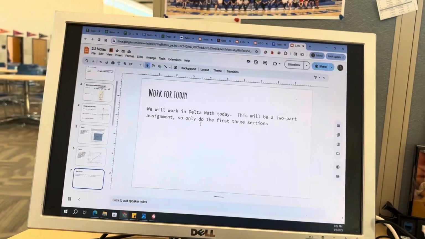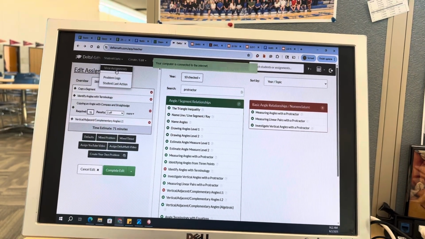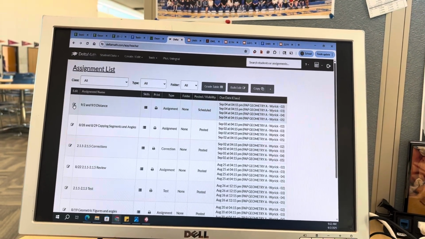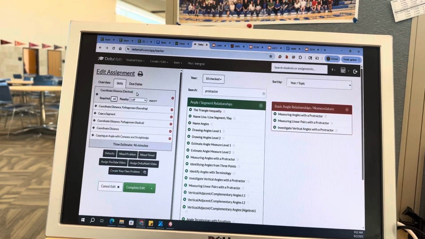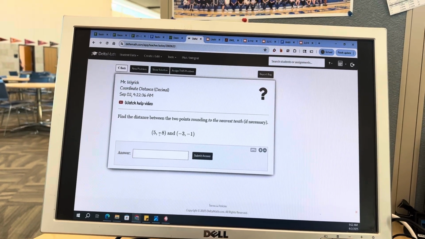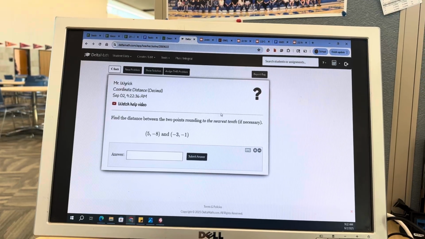Today, your assignment is going to be in Delta Math. Let me see, student data, view assignments. Let's take a look at the one for today. Now, this is a 2-part set of notes. So this is a 2-part Delta Math. We're doing coordinate distance as a decimal. So again, find the distance between the 2 points from 5 to -3, from -8 to -1, round it to the nearest tenth.